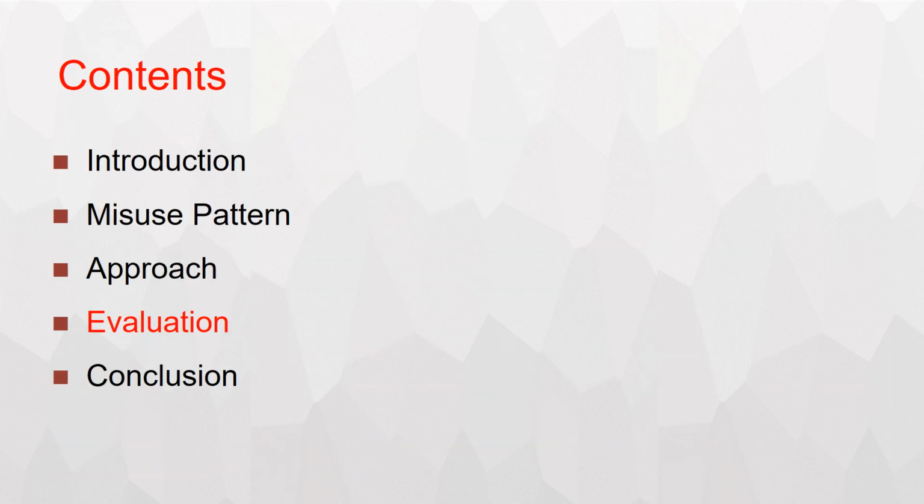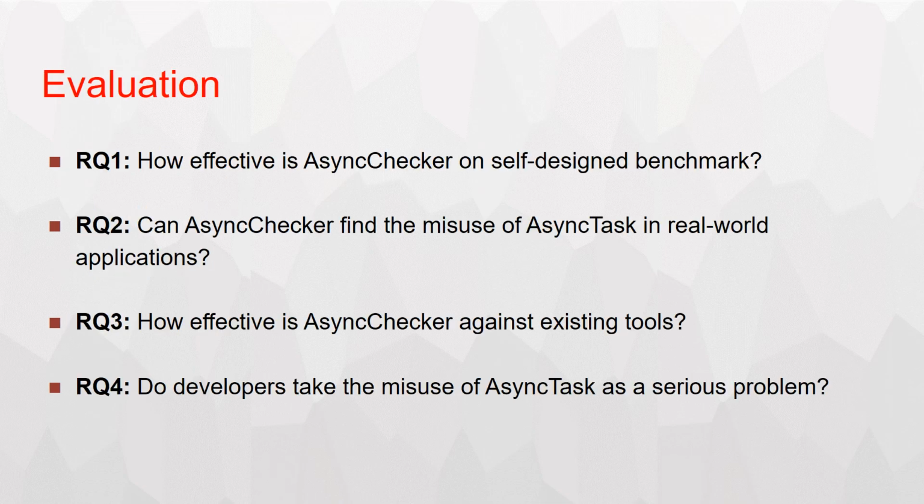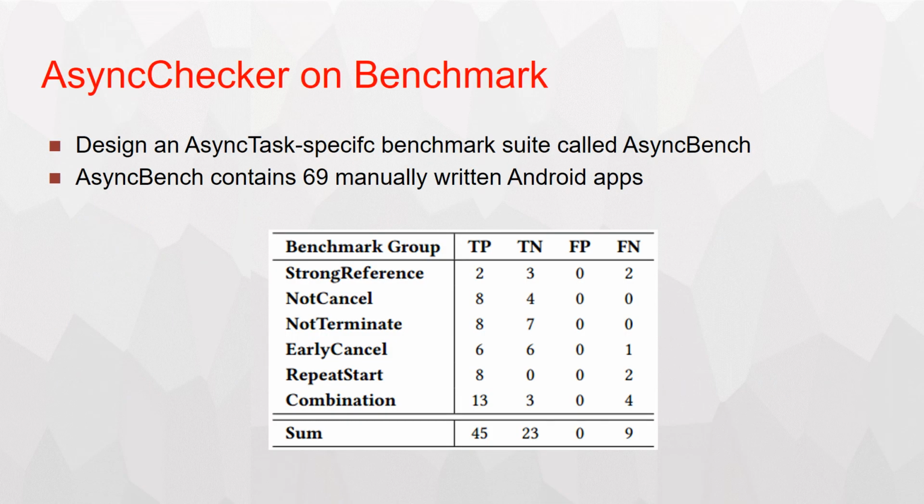To evaluate our work, we proposed 4 research questions. First, we designed a benchmark suite called Async Bench. Currently, Async Bench contains 69 apps which are divided into 6 groups. This table shows the experimental result of Async Checker on the benchmark. It looks good, but not convincing enough. We still have to apply Async Checker on real-world applications.